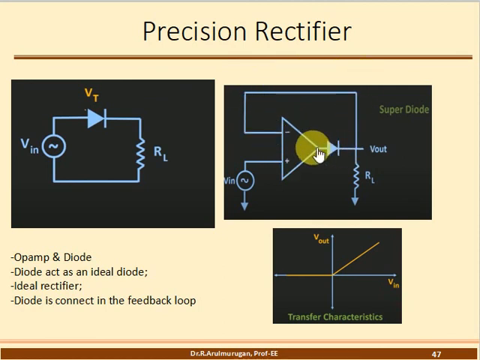Okay, this is the operational amplifier output. The output is connected to that second input. So I have connected one operational amplifier, and now it is called a precision rectifier.